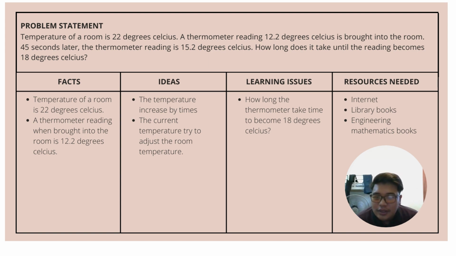Facts. Number 1, the temperature of a room is 22 degrees Celsius. Number 2, the thermometer reading when brought into the room is 12.2 degrees Celsius. Ideas. Number 1, the temperature increases with time. Number 2, the current temperature tries to adjust to the room temperature. Learning issue. How long does the thermometer take to become 18 degrees Celsius? Resources needed. First, internet. Second, library books and engineering mathematics books. So that's all from me.